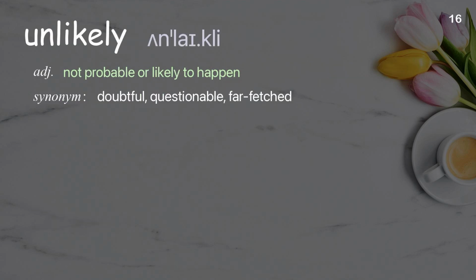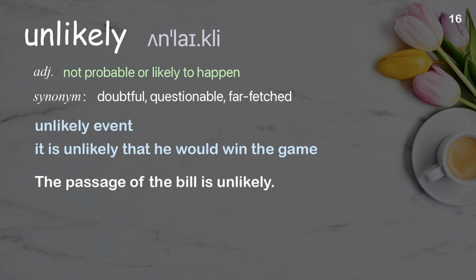Unlikely. Not probable or likely to happen. Examples: Unlikely event. It is unlikely that he would win the game. The passage of the bill is unlikely.